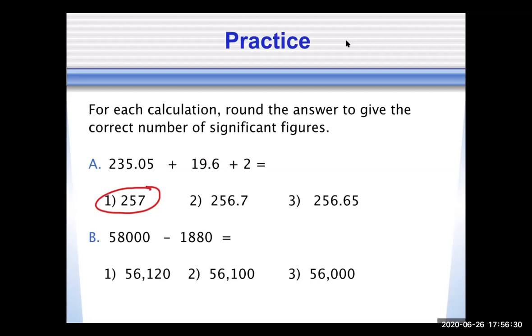Okay, now let's take a look at the second problem. 58,000 minus 1,880. And again, I see that we have the number here in the 10,000s place, the thousands place, but not here in the hundreds place. So I'm going to have to stop my answer in the thousands place. And so that one would be this one. So you will get more practice with this in the laboratory and in your homework.